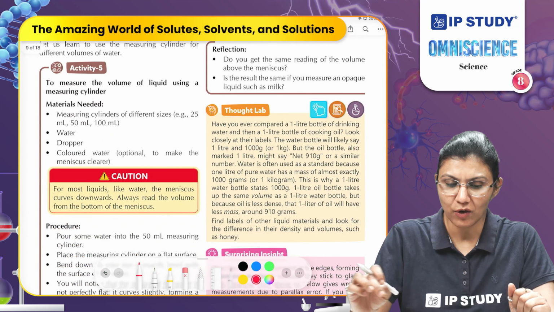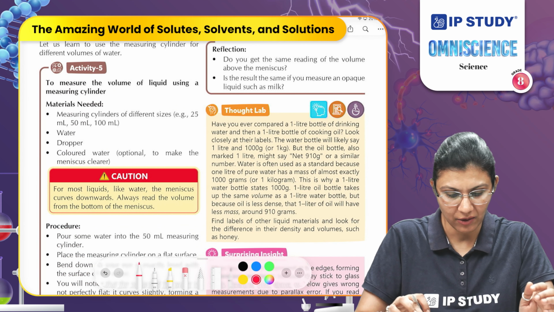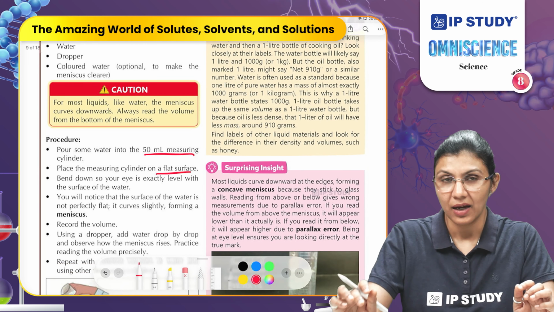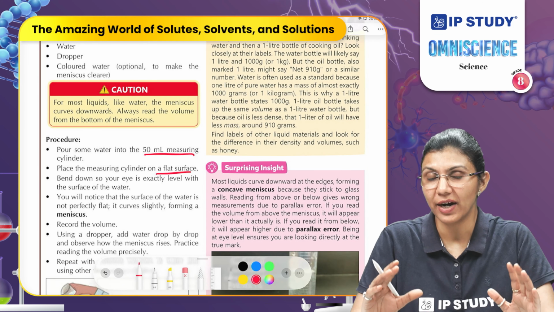So, to measure the volume of liquid using different cylinders, how can you do this? Pour some water into a 50 ml measuring cylinder, place the measuring cylinder on a flat surface. When we are using a measuring cylinder to find out the volume of any liquid, here we need to understand a few factors which can affect the reading of the liquid in the measuring cylinder. What are these? The measuring cylinder should be kept on a flat surface so that we can get the even surface of the liquid and we can measure the accurate reading.